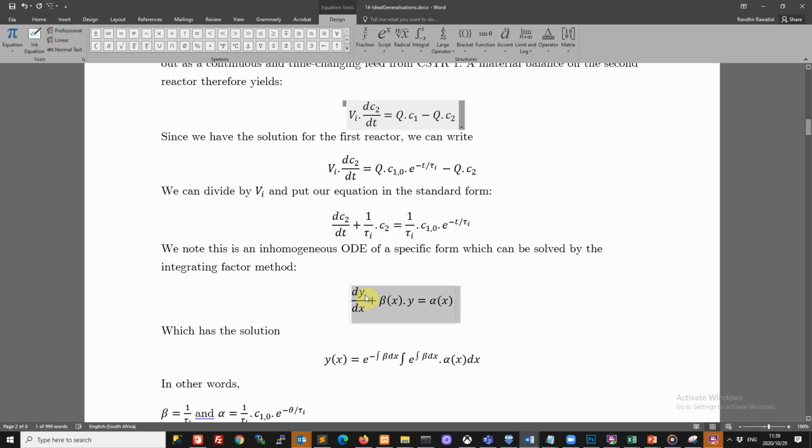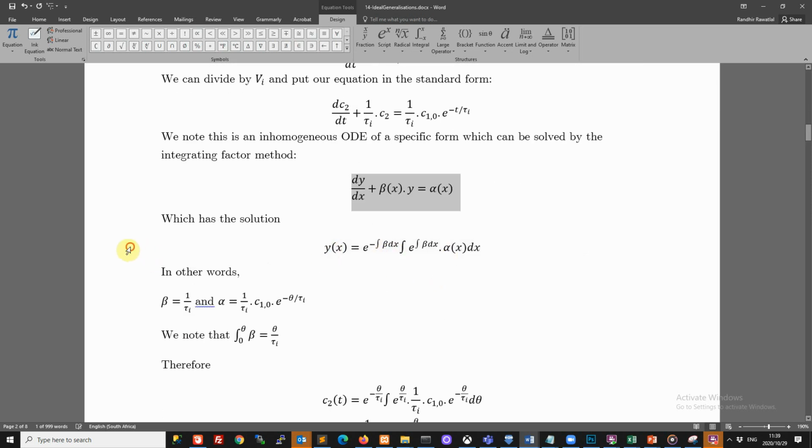So our y is C2, our x is t, and then our beta is 1 over tau i. So a nice easy function for beta, and then the function in time is this one here. So our alpha is this whole function right here. Okay, so if we apply this integrating factor solution, so here it's stated beta is 1 over tau i, and alpha is this.